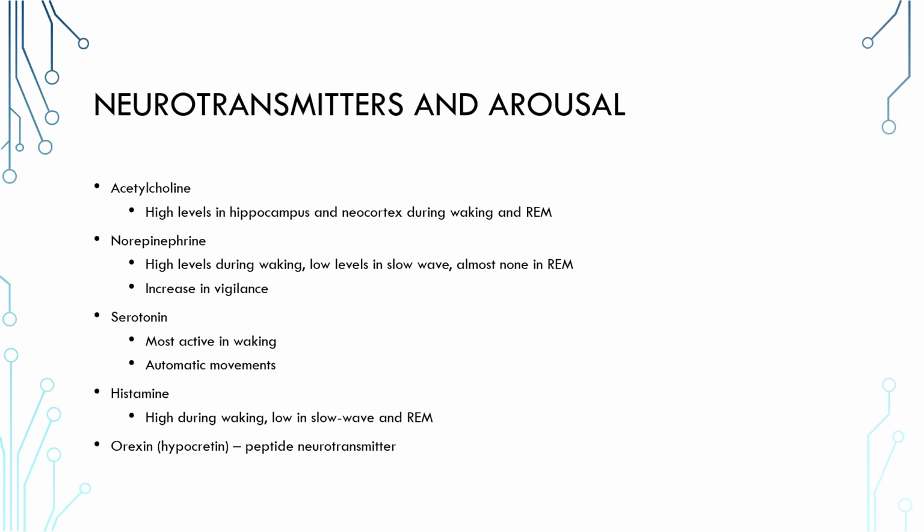And then finally, we have a peptide neurotransmitter. This is called orexin or hypocretin. It depends on who you ask, because two different laboratories discovered this peptide neurotransmitter, so it has two different names, one from each lab. We see high levels of this during wakeful states. And this one's really important. We see a degeneration of orexin, and it seems that can be a cause of, or correlated with, narcolepsy, which is a sleep disorder that we'll talk about in a few minutes.